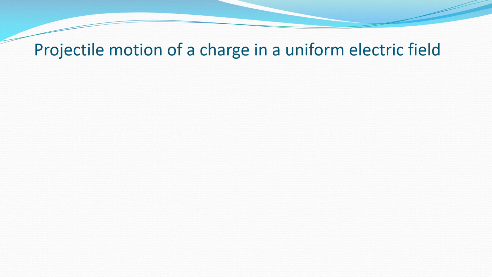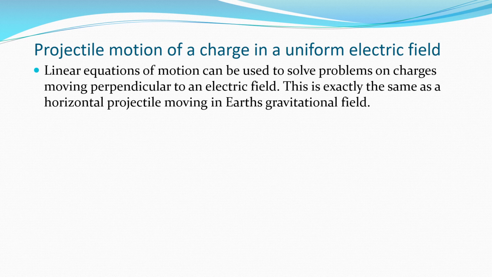Projectile motion of a charge in a uniform electric field. We know that linear equations of motion can be used to solve problems on charges moving perpendicular, that's at right angles, to an electric field. And this is exactly the same as a horizontal projectile moving in Earth's gravitational field, where we follow the parabolic motion because we have the gravitational field causing an acceleration vertically. However, we have a constant horizontal velocity due to Newton's first law.